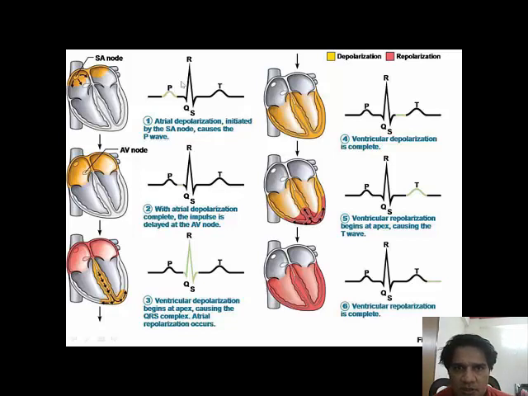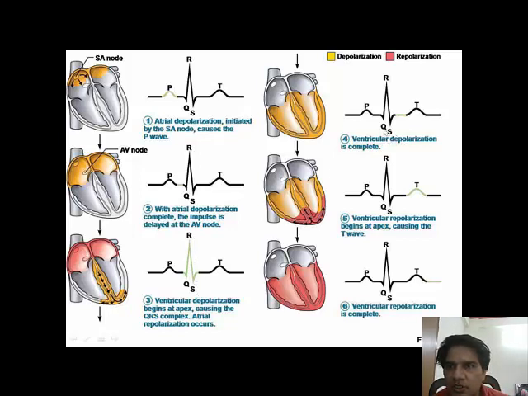So this ECG is very important. In the ECG picture, we see that atrial depolarization is characterized by the P wave. It is started by the SA node. Then the impulse is somehow delayed at the AV node. It comes through as the PR interval. Then once the AV node is done, the whole ventricle will start depolarizing at the apex. So it will give rise to the QRS complex.